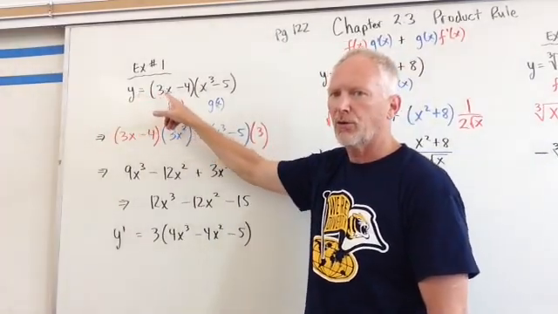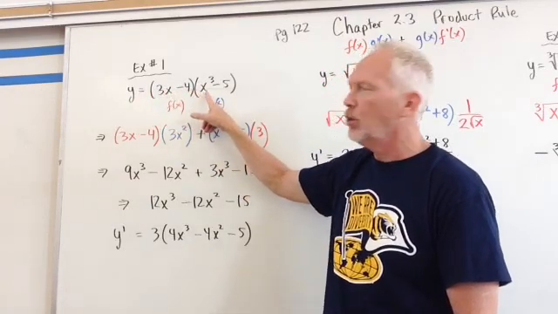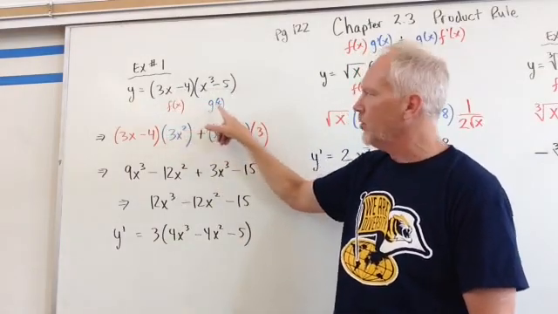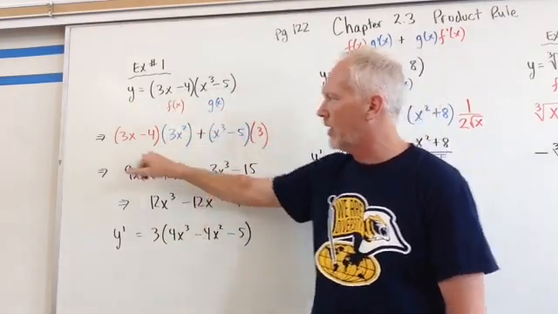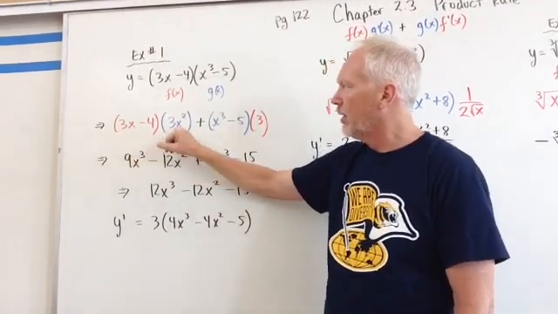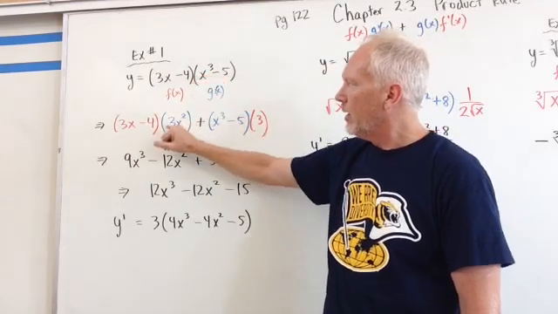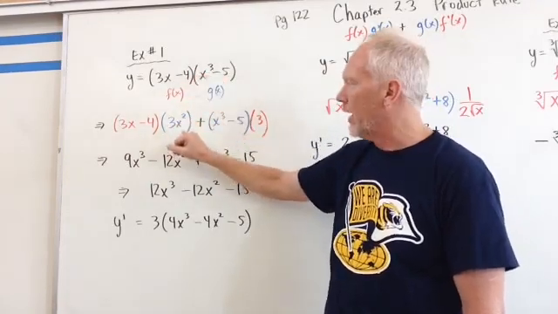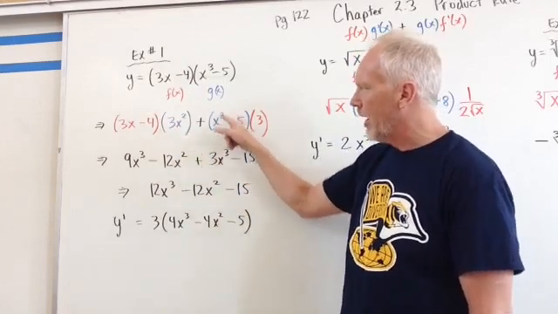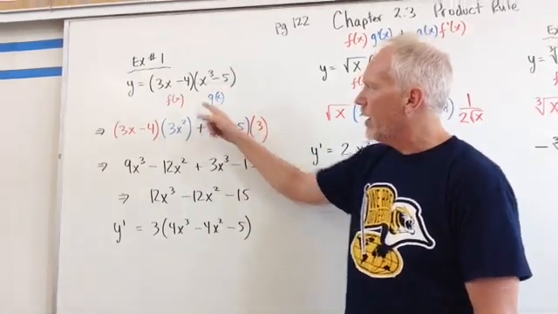We have y is equal to 3x minus 4 times x cubed minus 5. So we label f of x and g of x. If we follow along, it's f of x, so just the regular f of x, 3x minus 4, times g prime of x. So bring the 3 down, and we reduce the power by 1, that's 3x squared, plus g of x, just bring g of x, x cubed minus 5.